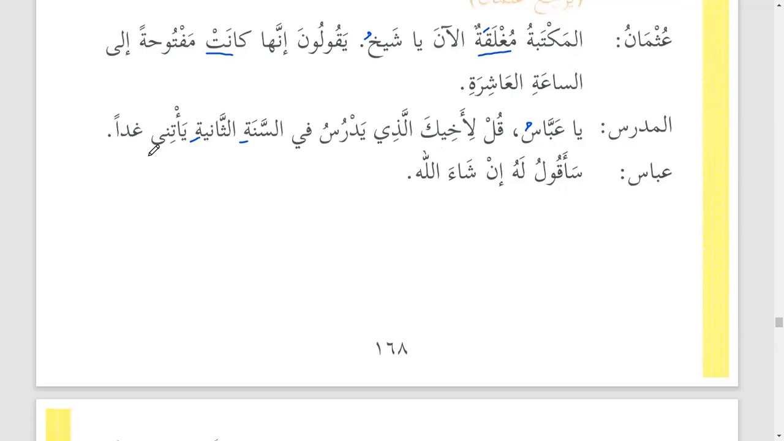And why do we have the preposition li? Why do we have li? Because of qul, sir. Because of qul, excellent. Because we know with qul we always use the preposition li. Tell your brother who studies in the second year to come to me tomorrow. Tell your brother who studies in the second year to come to me tomorrow.